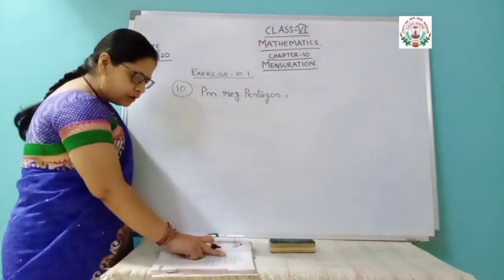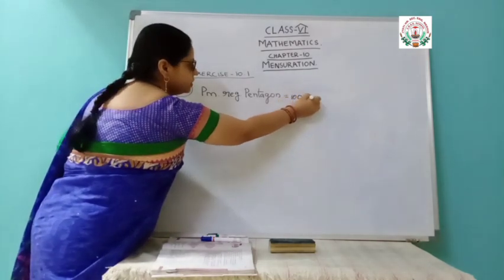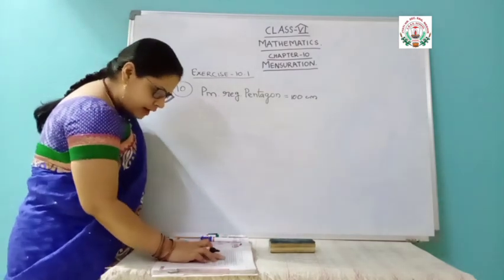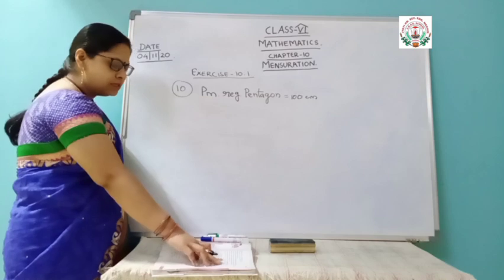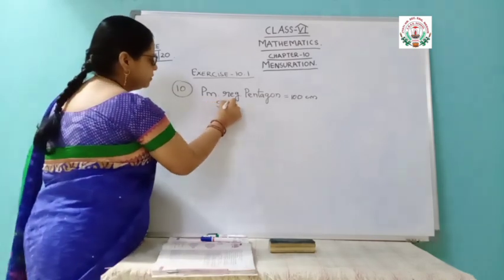And the perimeter of the regular pentagon is given as 100 centimeter. According to this question, it is 100 centimeter. And you are asked to find how long each side is. Side you are asked to find out.